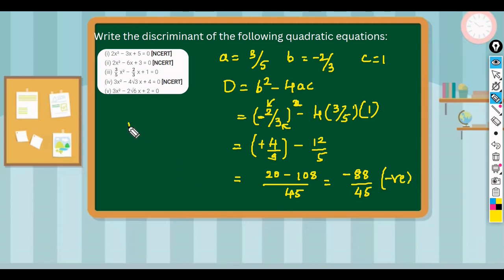Now look at this number. This number is a negative number. Therefore I can say D is less than 0. Can I say it or not? Yes. If D is less than 0, then roots are not real. Roots are not real. This is the nature of the roots here.